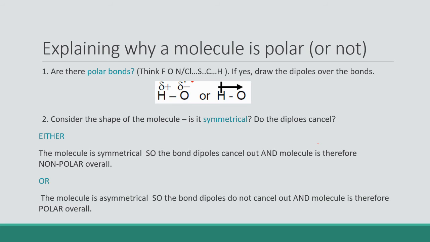Then you're going to draw the dipoles over the bonds. Then you're going to consider the shape of the molecule. Is it symmetrical? So do the dipoles cancel? Either the molecule is symmetrical, so the bond dipoles cancel out, and therefore the molecule is nonpolar overall, or the molecule is asymmetrical, so the bond dipoles do not cancel out, and the molecule is therefore polar overall.